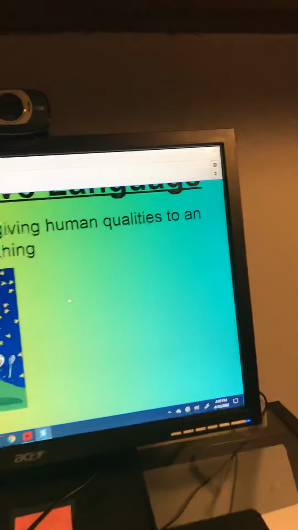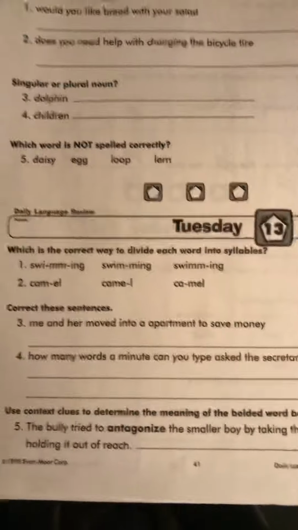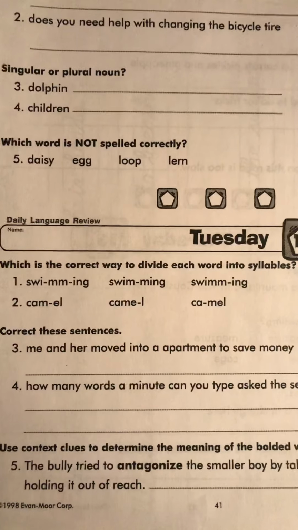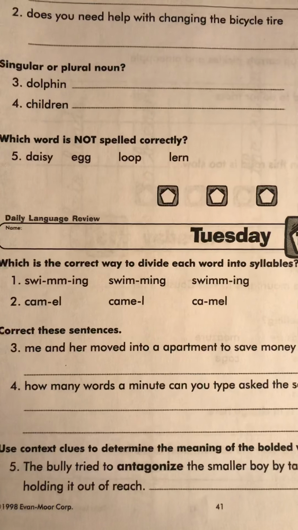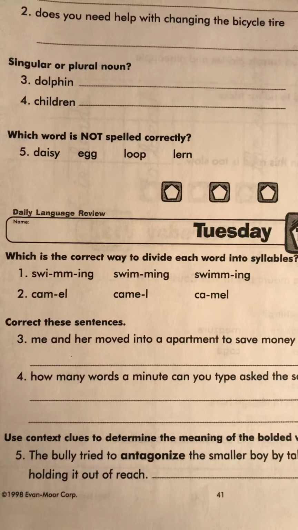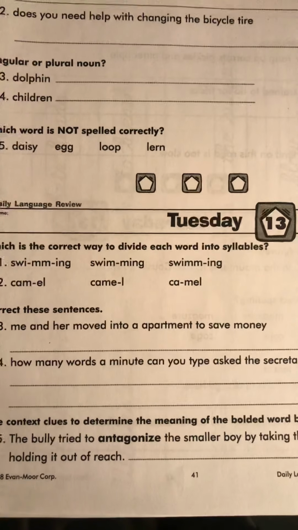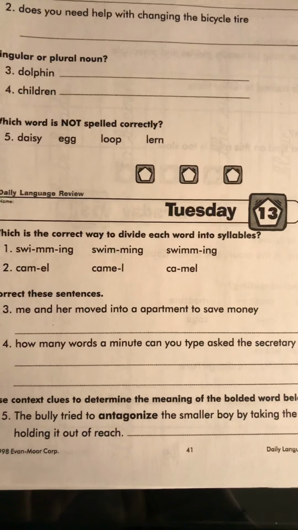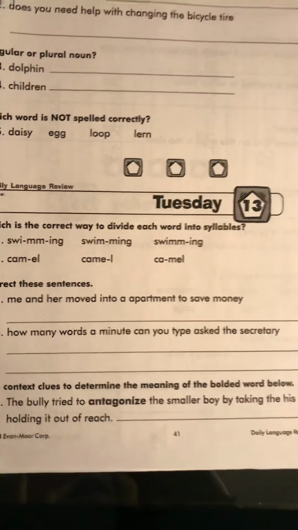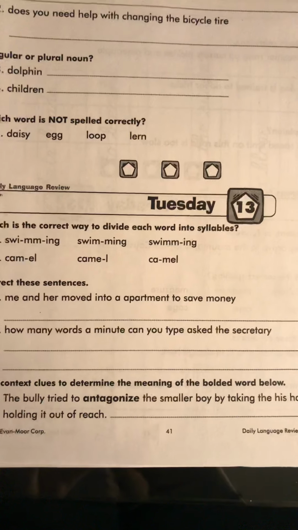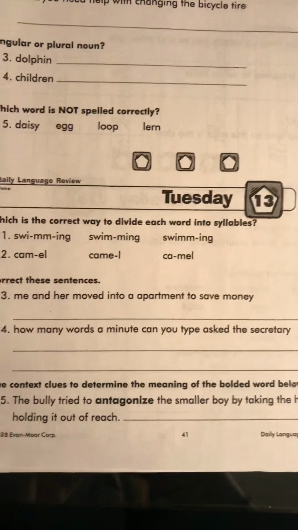Okay, your next assignment for today is your language page. So on 1 and 2, you are going to circle the correct way to divide the word into syllables. So where does the division go? And then on 3 and 4, you will find the mistakes, correct them, and write it correctly. And number 5 is use context clues to determine the meaning of the bolded word below.